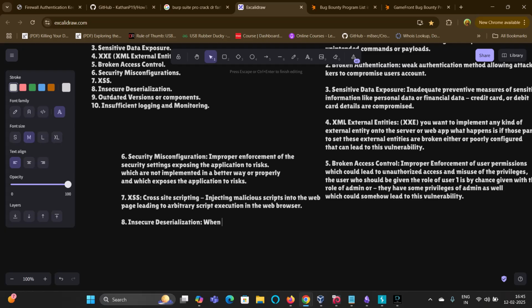When deserialization is not properly set up, then there are chances for arbitrary code to get executed on the web browser. As I have already told you, in XSS arbitrary script executes in the web browser. Similarly, because of insecure deserialization you are able to see arbitrary script getting executed, and that's how XSS and insecure deserialization are connected. I hope you have understood what this is.